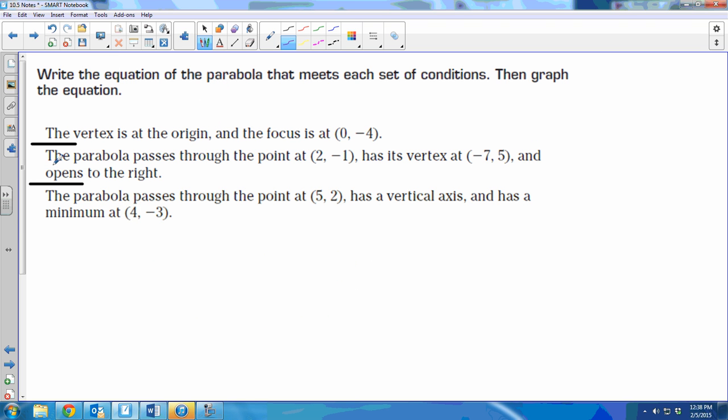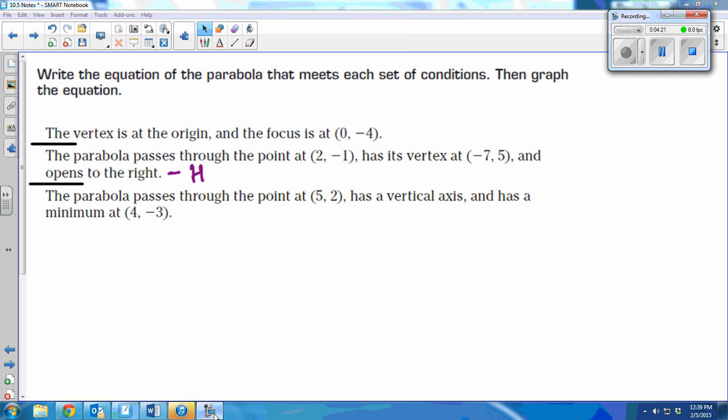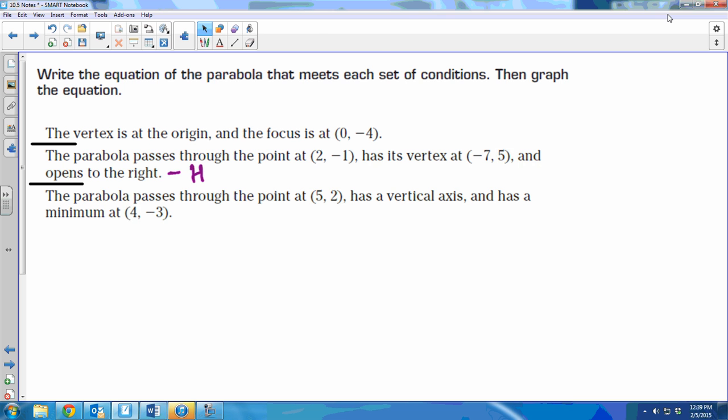All right, on the second one. The parabola passes through the point at 2, -1, has its vertex at -7, 5, and opens to the right. When it opens to the right, does that mean it's horizontal or vertical? Horizontal. Okay, we know it's horizontal. We know the vertex. I need to know p. Now, it says the parabola passes through the point at 2, -1. That is not the focus. That is a point on the parabola.